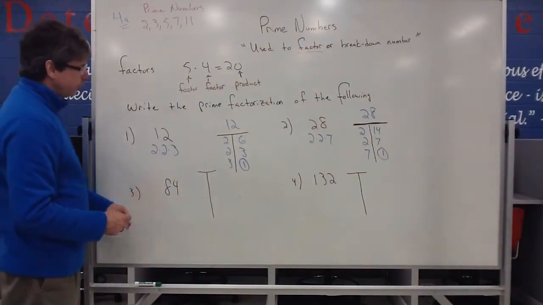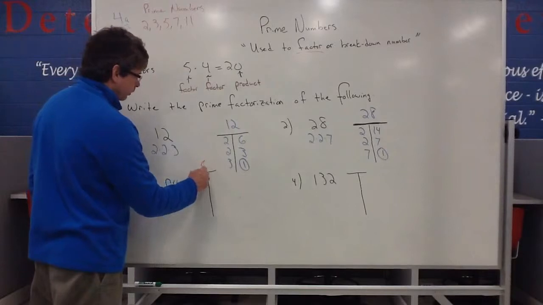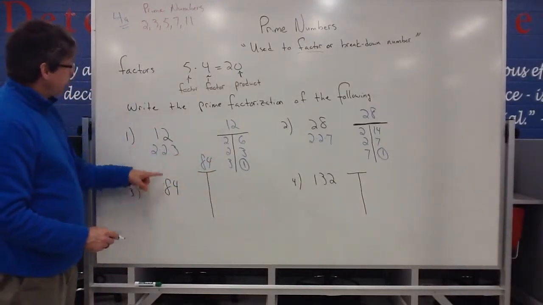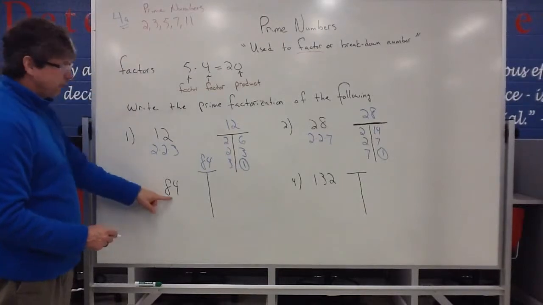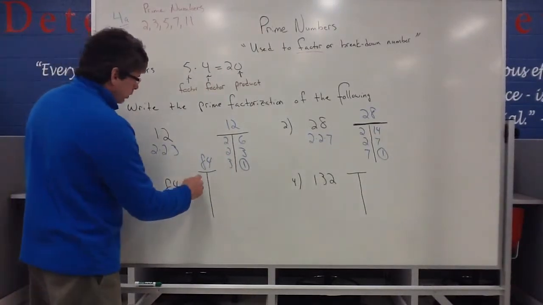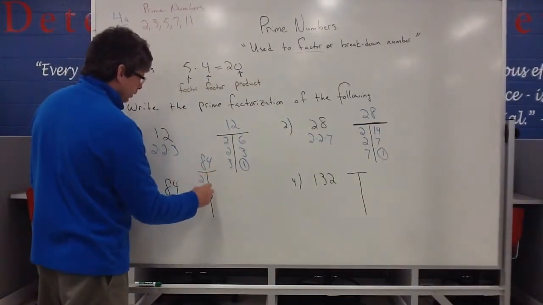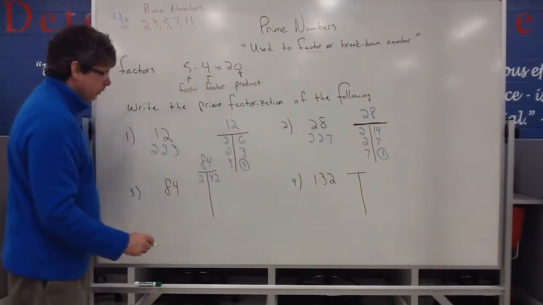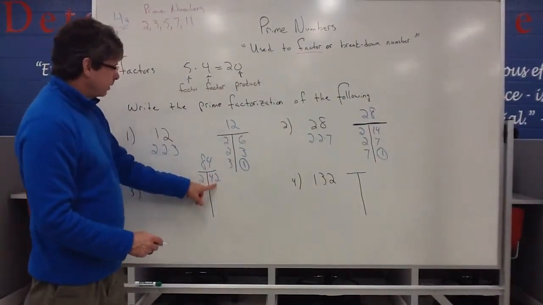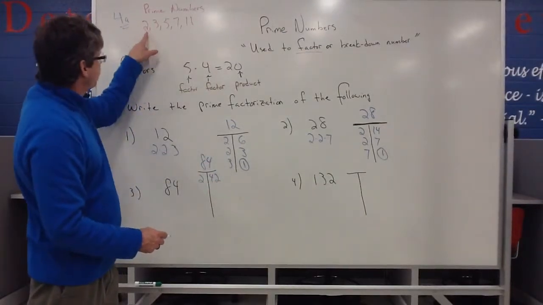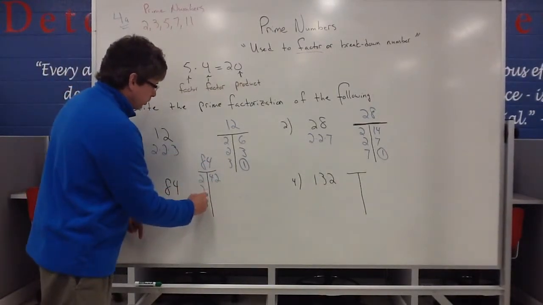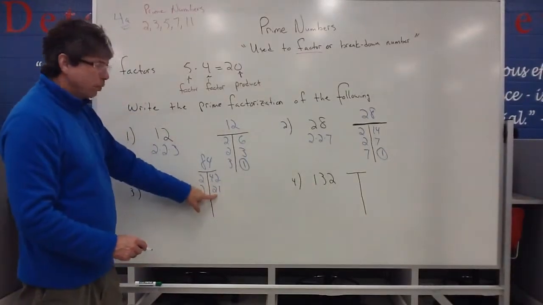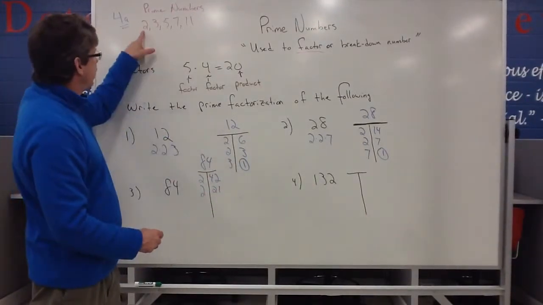Let's turn our attention to this 84. So again, I make my little T-chart, put the 84 above it, and I see if I can break that 84 down to 2. Well, since 84 is even, I know 2 will go in 84, I believe it's 42 times. Yeah. So now I turn my attention to that 42. Will 2 go into 42? Well, 2 will go into 42 21 times. Now, since 21 is odd, I know 2 does not work.